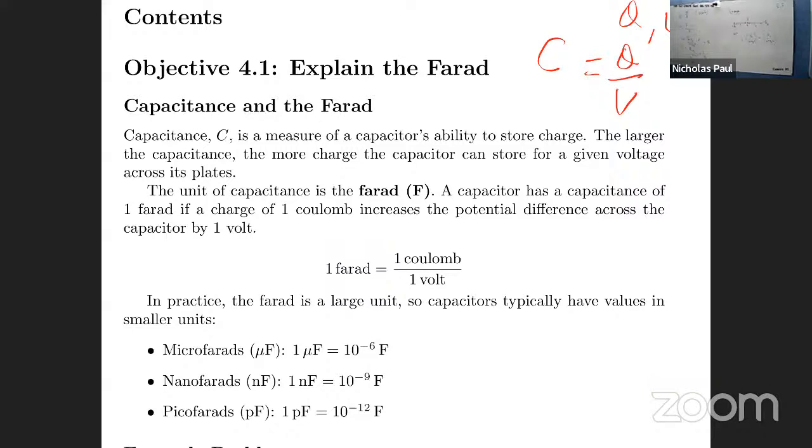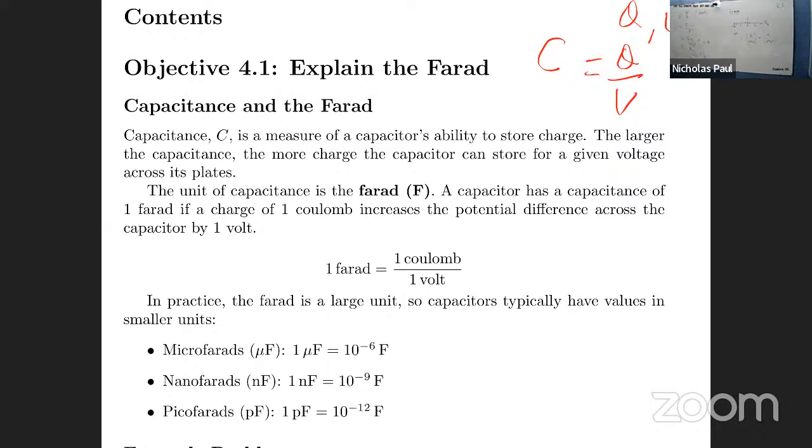So our first thing here is how do we define the farad? Real simple. If you have to define 1 farad, all you have to do is put a 1 for each quantity in the formula. So 1 farad is 1 coulomb per volt. But the more formal definition is: a capacitor has a capacitance of 1 farad if a charge of 1 coulomb increases the PD across the capacitor by 1 volt. As you store charge, a voltage builds up.